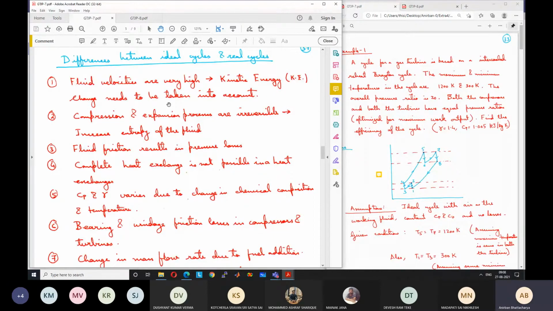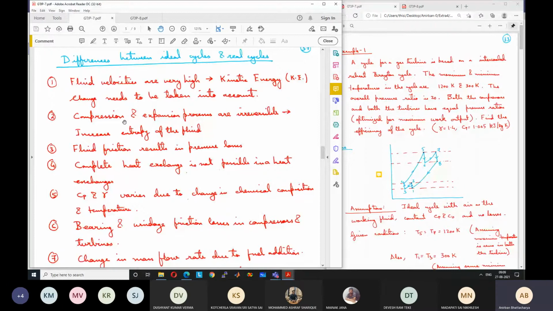Then the third important point is, so this second point is very important because this leads to the most change in the efficiency, okay, from an ideal to a real cycle. The losses in the compressor and the turbine lead to the highest amount of difference between an ideal and real cycle. So this is a very important point, the second point.